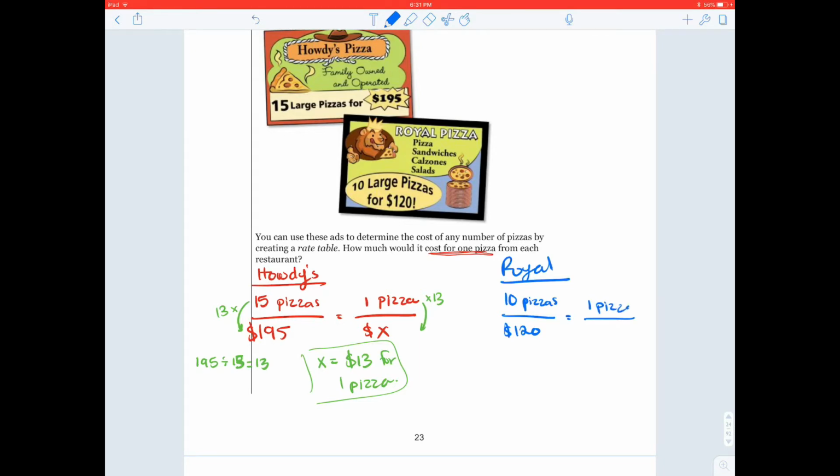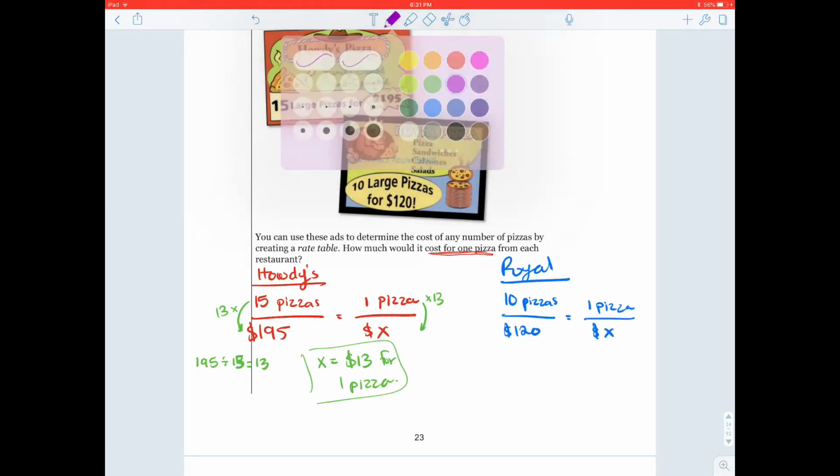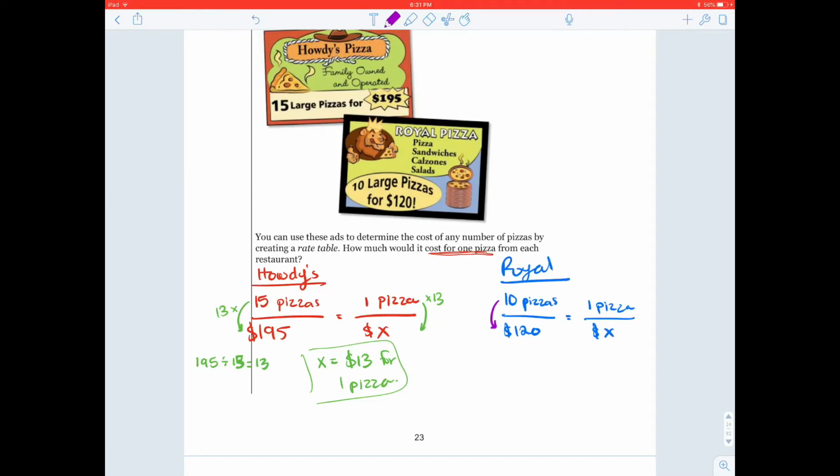And it's going to be a similar proportion here. We want to know the price for one pizza. Okay, let's figure out how do I go from 10 to 120? Well, I just multiply by 12. So if I do it to the left side, I must also do it to the right side. So 1 times 12 is just 12. So X equals $12. $12 for one pizza from Royal. And there we go.